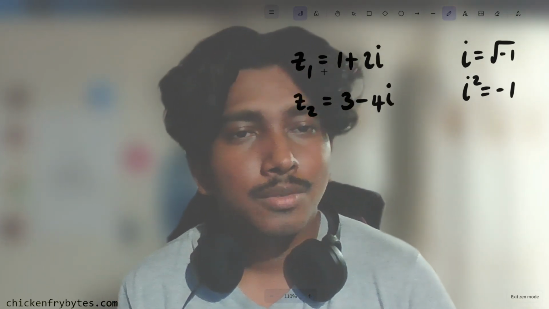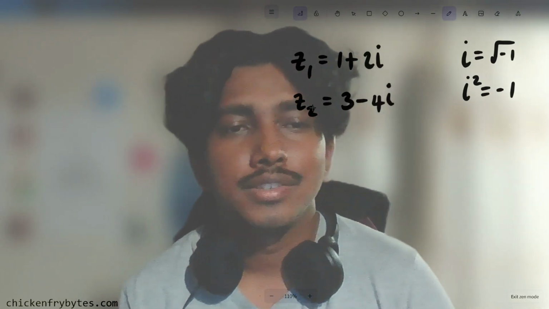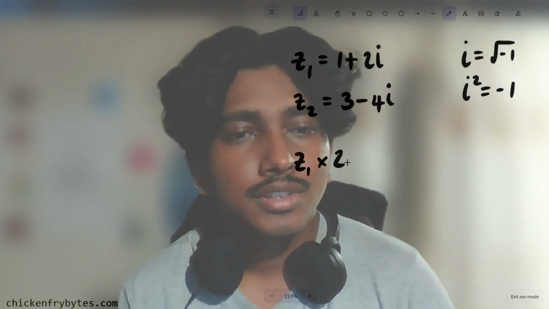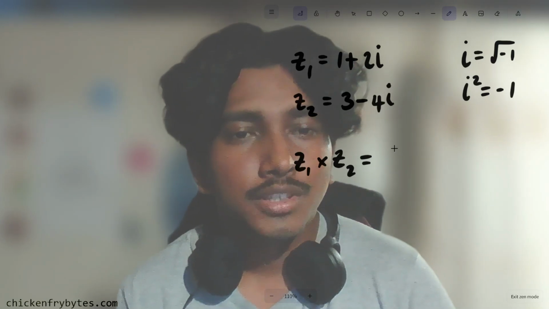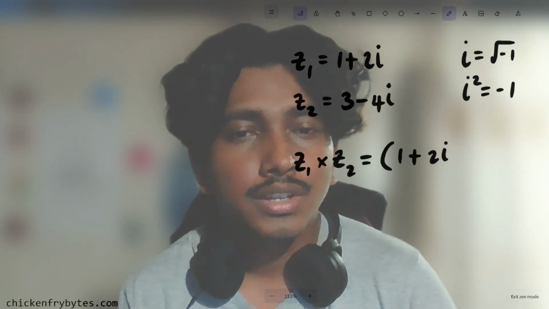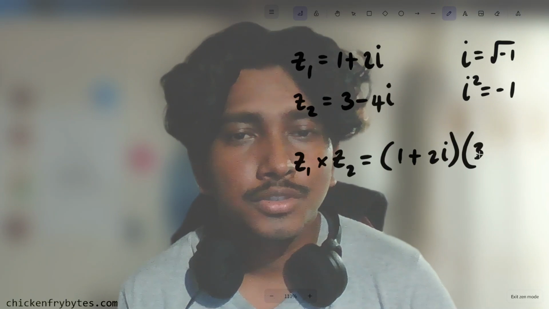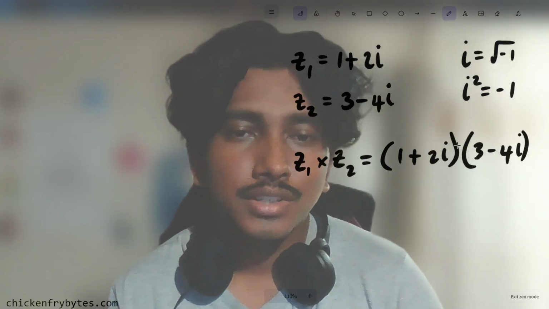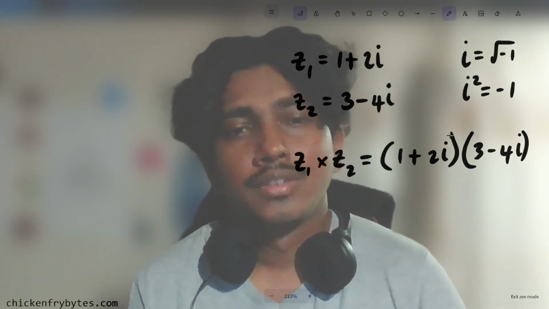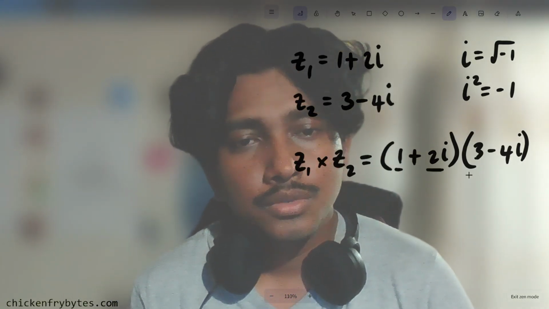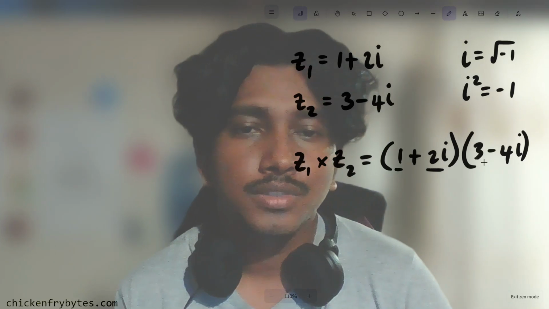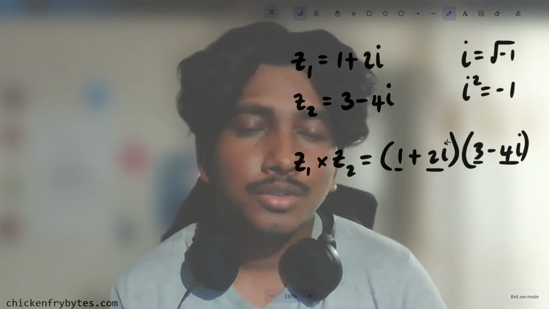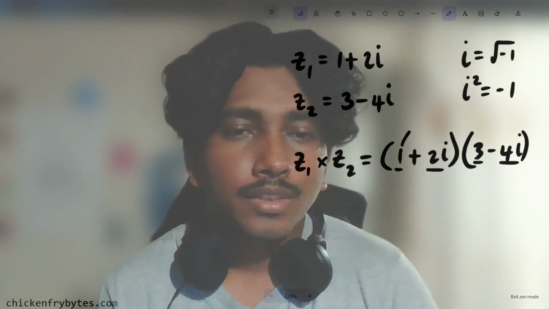Now, if we were to have Z1 is equal to 1 plus 2i and Z2 is equal to 3 minus 4i, then Z1 times Z2 is simply equal to (1 plus 2i), put in a bracket, and then (3 minus 4i) in the second bracket. We know that multiplication is implied here, right? Now we have 2 algebraic terms in the first bracket and 2 algebraic terms in the second bracket. So we know we need to multiply, right?